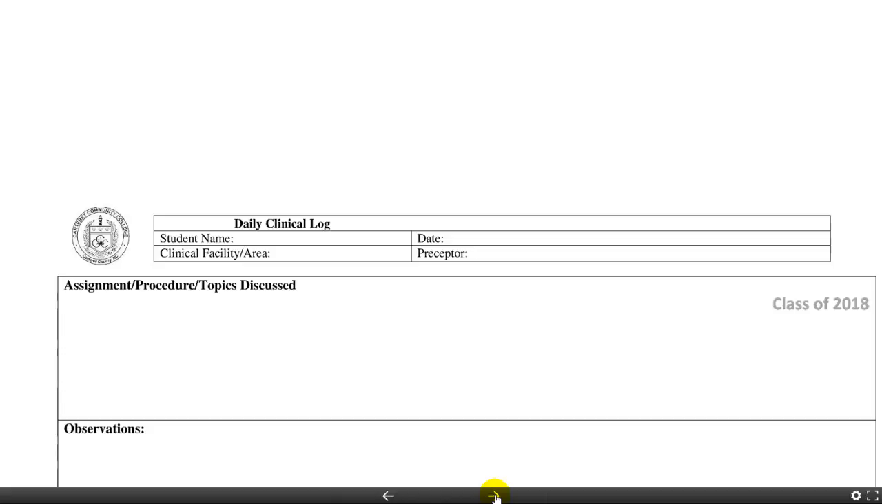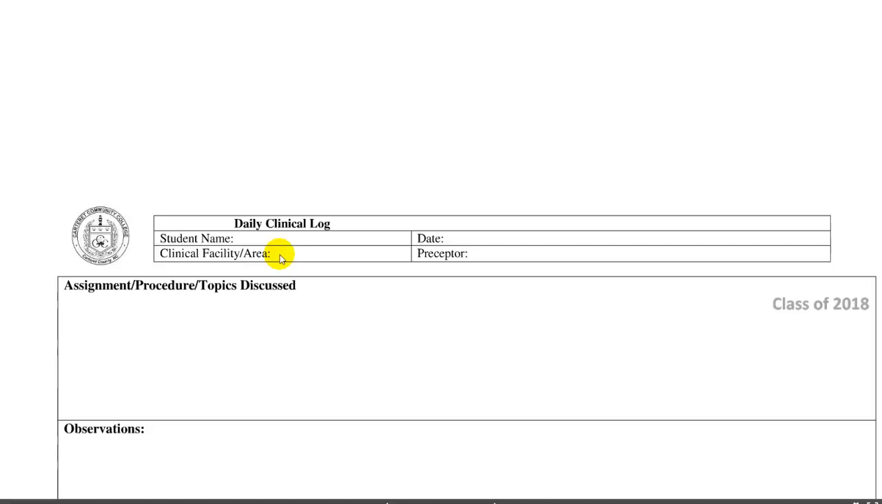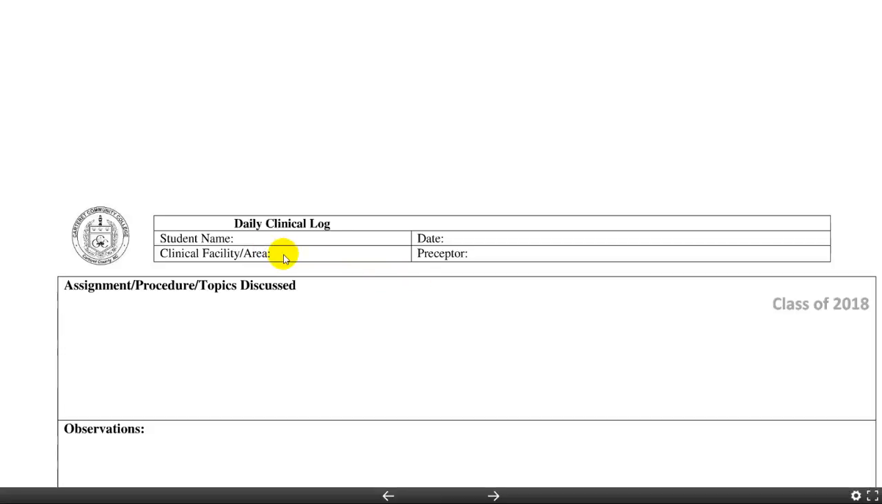At the top of this form is the demographic information. We're asking the student to include their name in this area, their clinical location, and if they're in a specialty area or spend the day in intensive care, include that information, such as Carter Healthcare ICU or Carolina East ICU or maybe a Vidant Pediatrics, and then obviously include an accurate date of their clinical day.